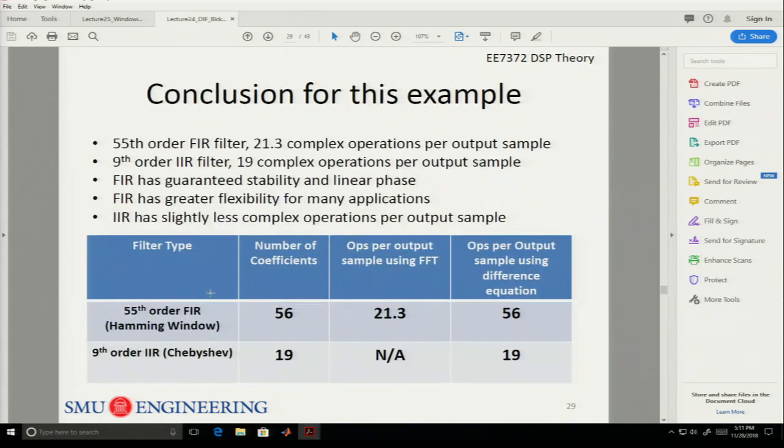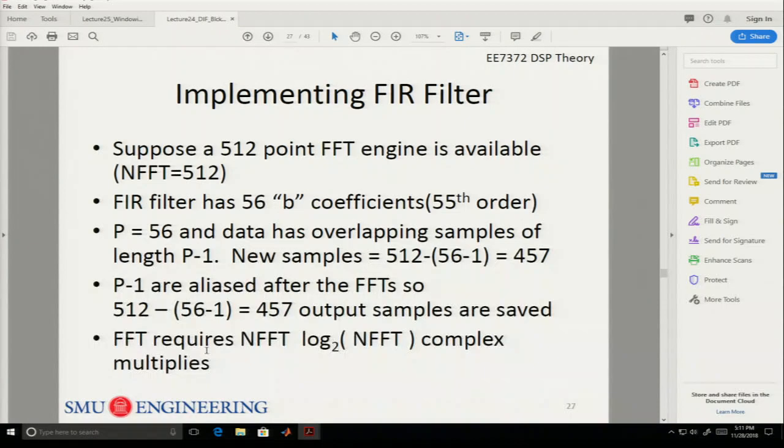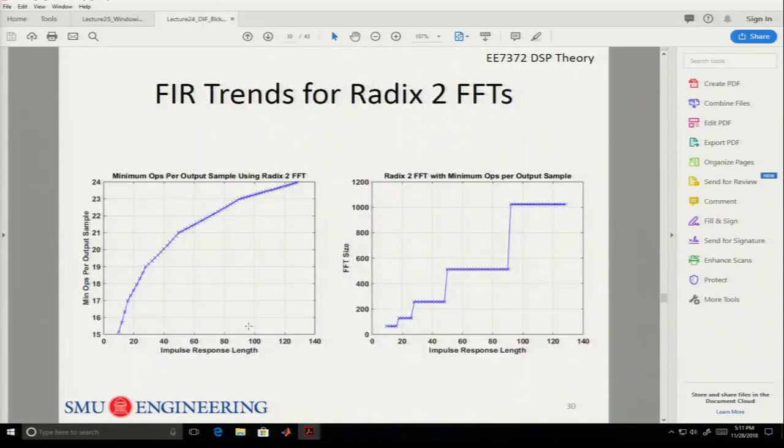Because I think as we went back, what did we calculate? It's what, 9,728 complex multiplies over 457 outputs. What was the 457 output? That's your NFFT, the size of your FFT minus the impulse response length. So that plays into this complex multiplies per output sample. So if you look at this chart, where were we? We were like 56 up here. So yeah, right in here around the 21.3.